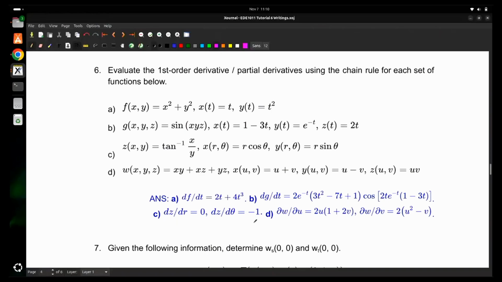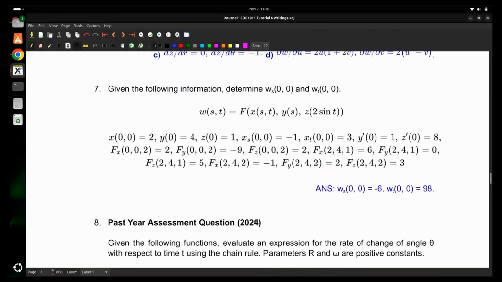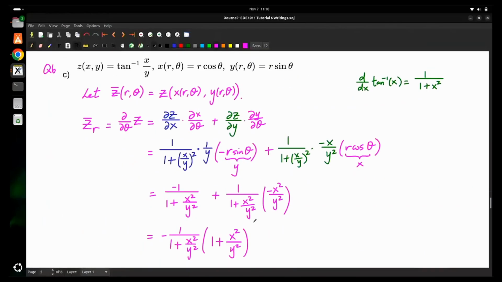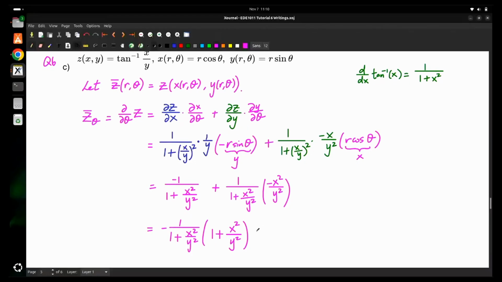dz d theta is minus 1. Oh, no wonder I made a stupid mistake. So this should be z sub theta, not z sub r. Hey, my bad. This one is del theta. Okay, so this should be z bar sub theta. My bad. So indeed, this minus 1 is correct.